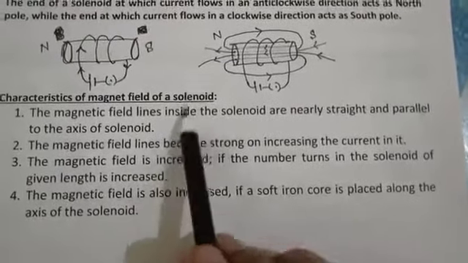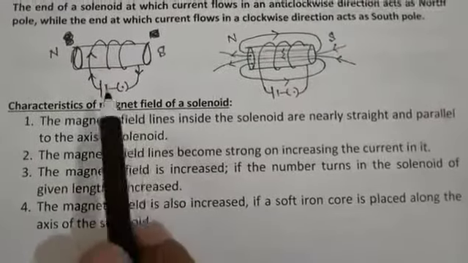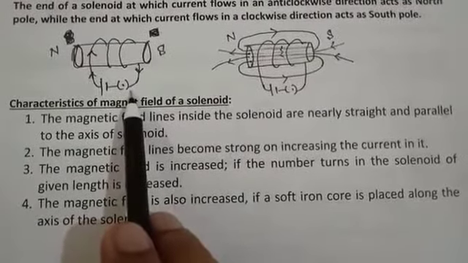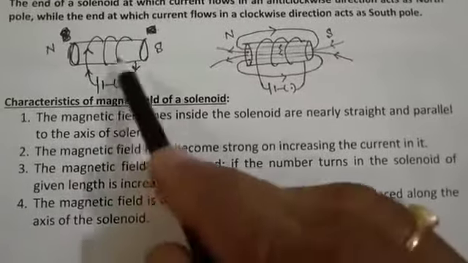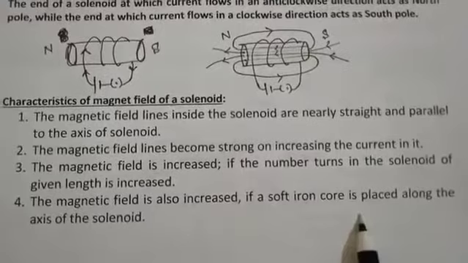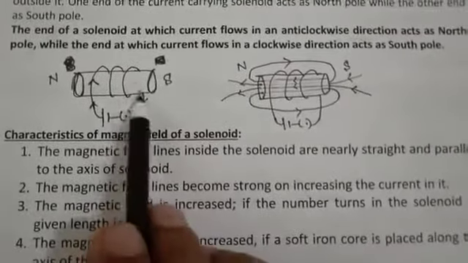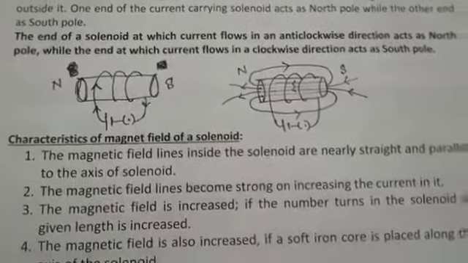So there are 4 characteristics of the magnetic field produced by the solenoid. If we increase the current, the solenoid will have a stronger field. If we increase the number of turns, it will again have a stronger field. And the last one is very unique. If we put a soft iron core inside the hollow space, the magnetic strength will be increased.